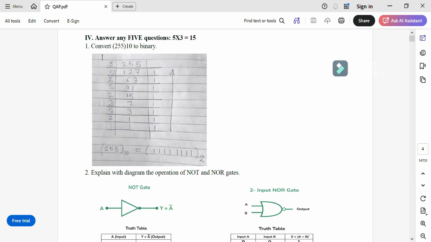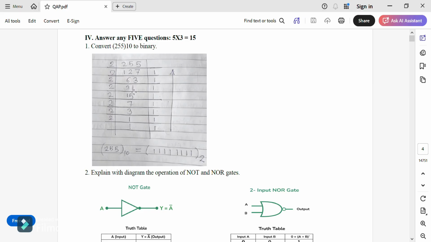So first question is what? Convert 255 decimal to a binary number. So first of all, to convert any number from decimal to binary, we should divide the particular number by 2. So 255 divided by 2. How much will we get? 2 ones are 2, again 2 twos are 4, again 2 sevens are 14. So we'll get the remainder as 1. Again 127 divided by 2, we'll get 63. 63 twos are 126, 127. Again we'll get the remainder as 1.